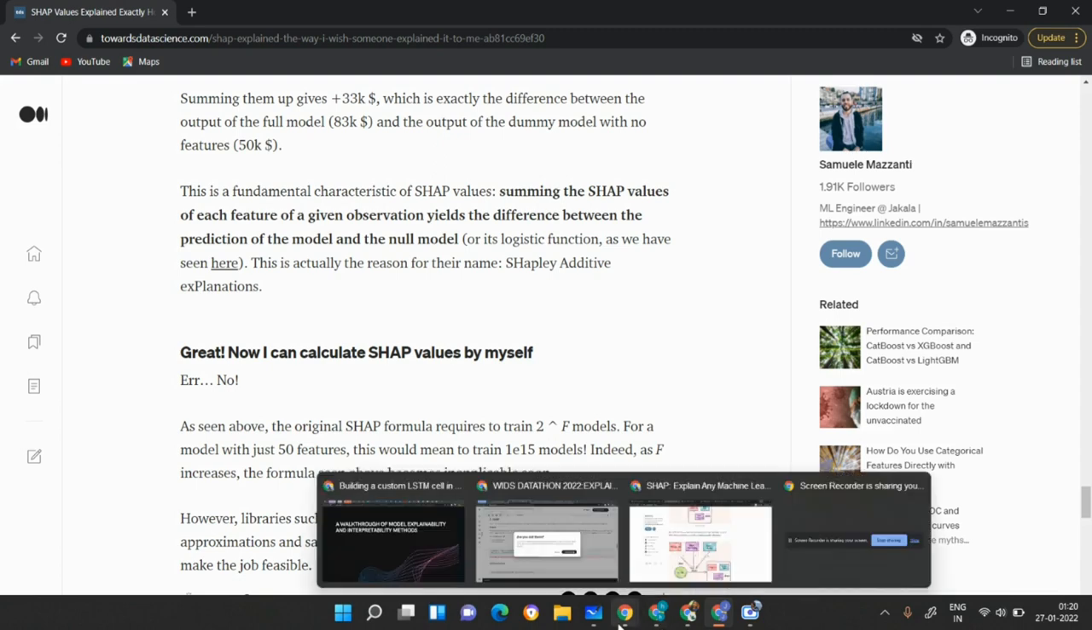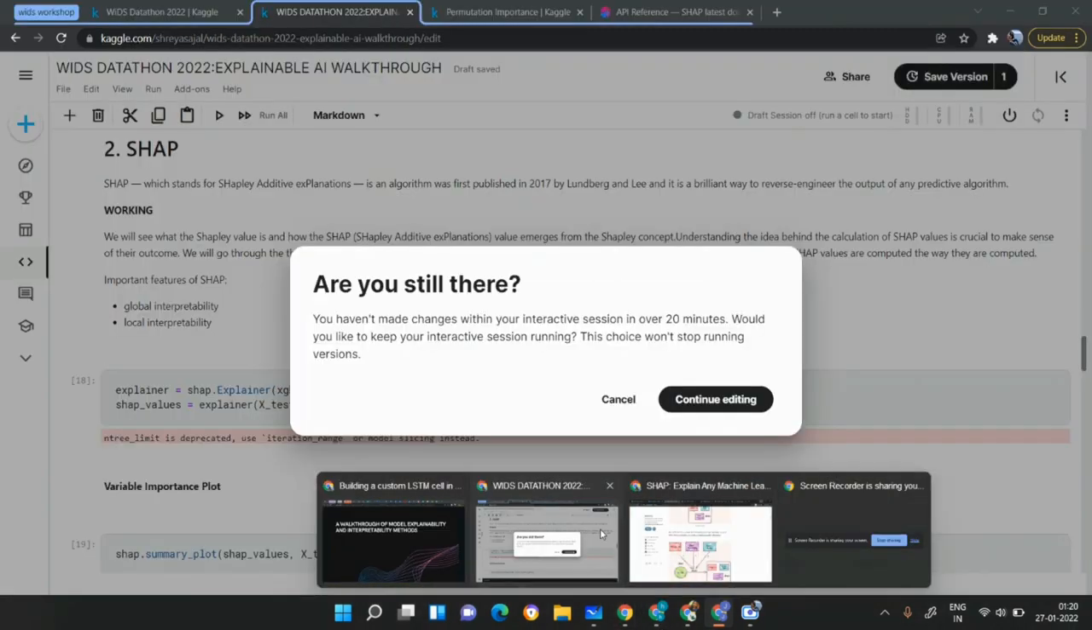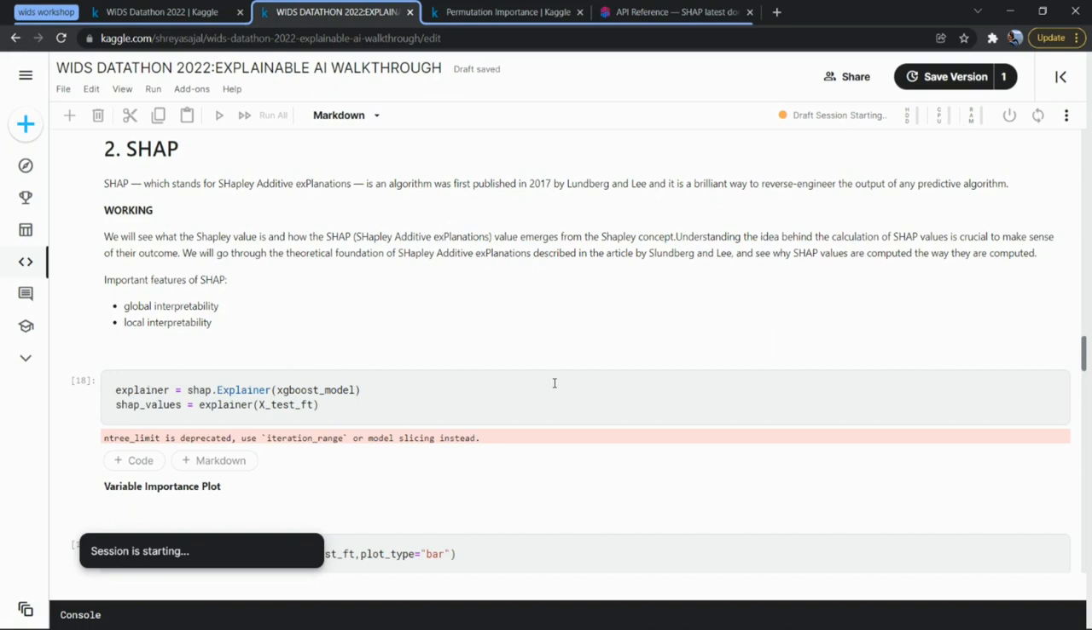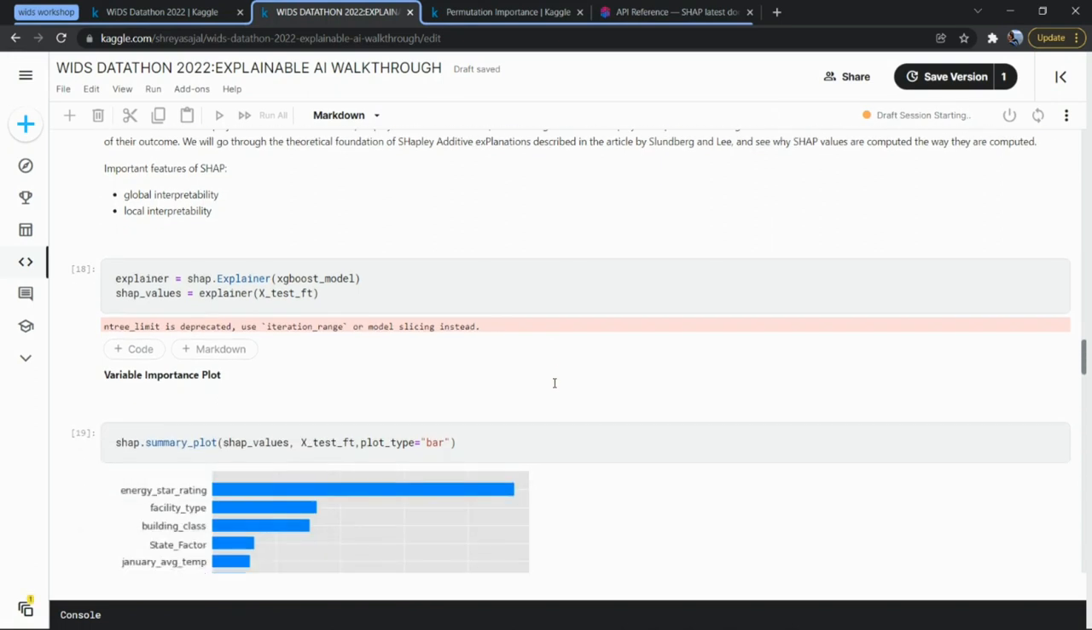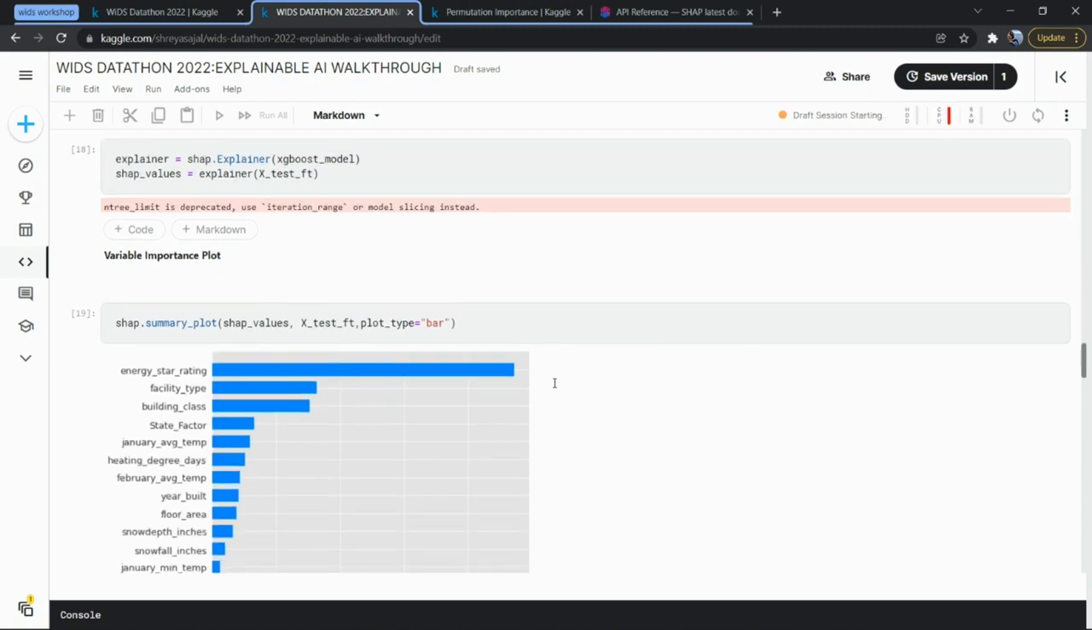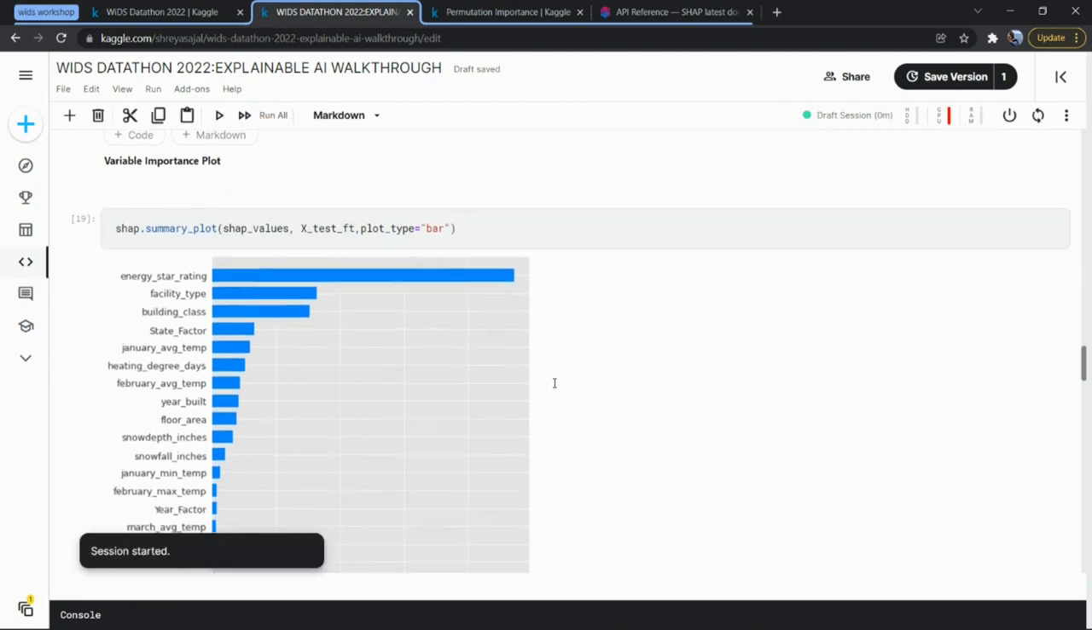Moving further towards the SHAP values, in our case we used them to calculate the global interpretability and the local interpretability. Global interpretability concerns the entire data set, local interpretability concerns only one prediction. In both ways we can calculate different plots, and these plots give different information about our model and how the model is making predictions.